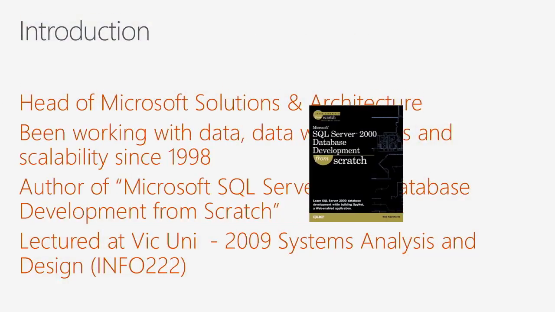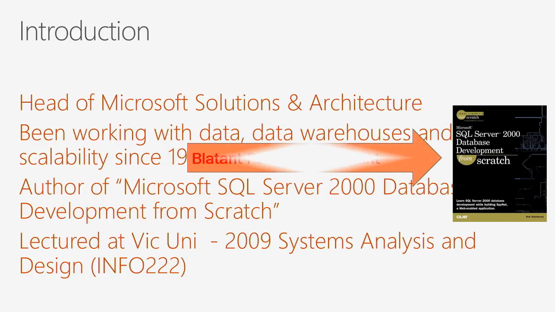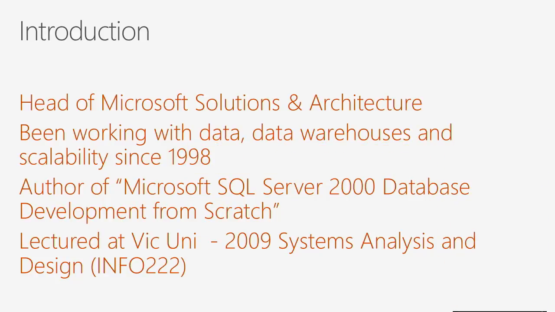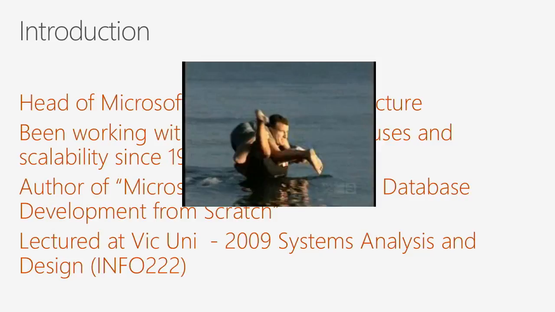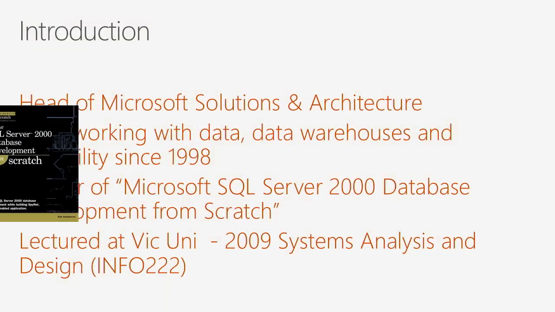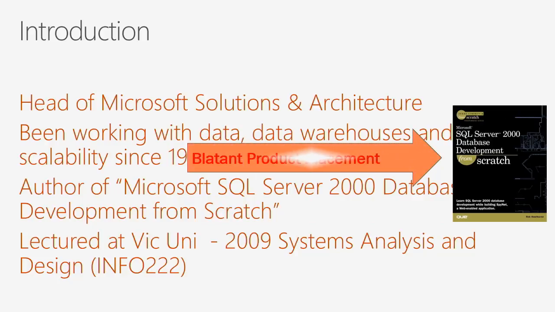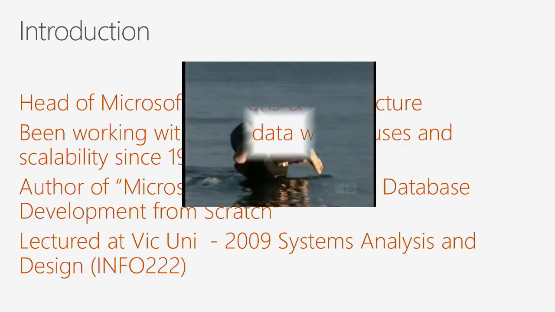My name is, as you can see, Rob Hawthorne. I am the head of Microsoft Solutions and Architecture, so I've got a really fancy title. I have been working with data and data warehouses since 1988. I wrote a book many years ago, which has just disappeared off the screen very quickly. Let's go back again so you can see that. As you can see, it's SQL Server 2000, which released on January the 10th, 2001. I still get royalty checks today. The checks cost me more to bank than they're worth, but I still get them.